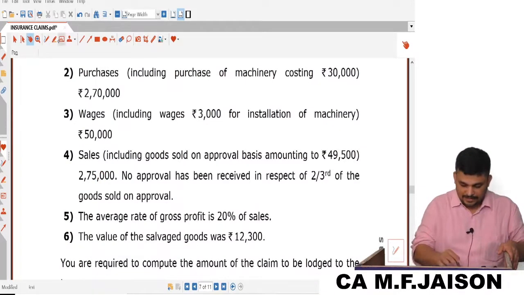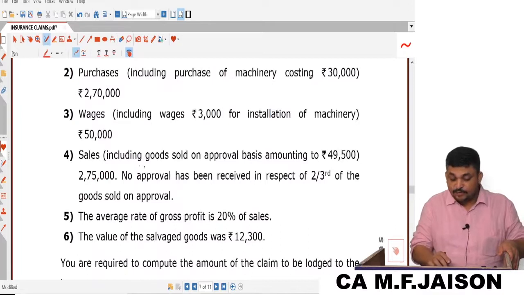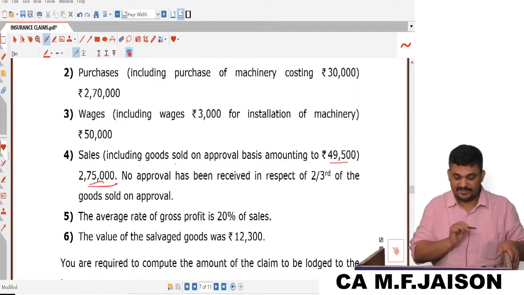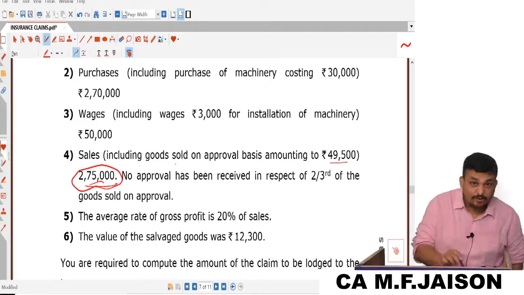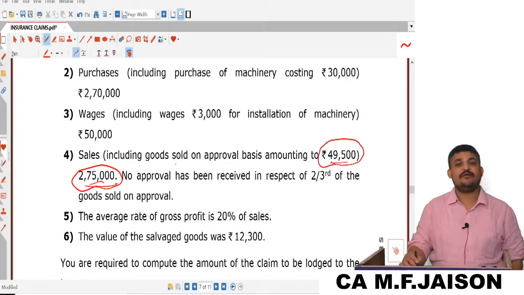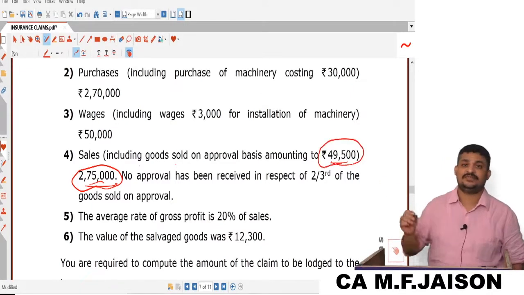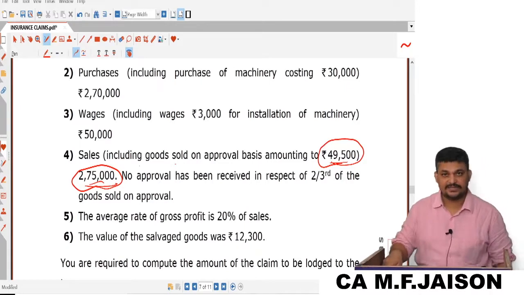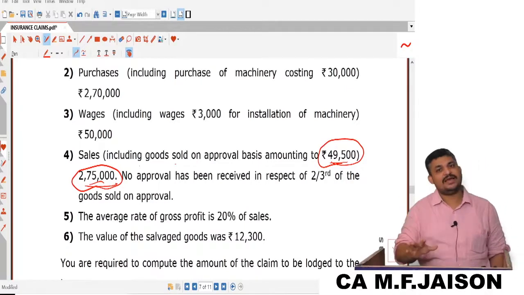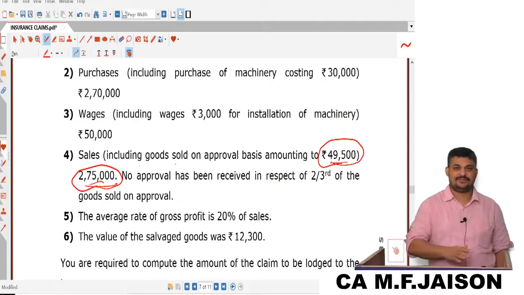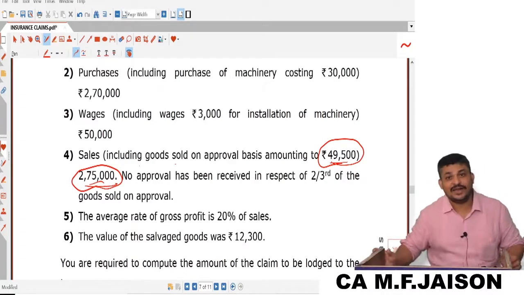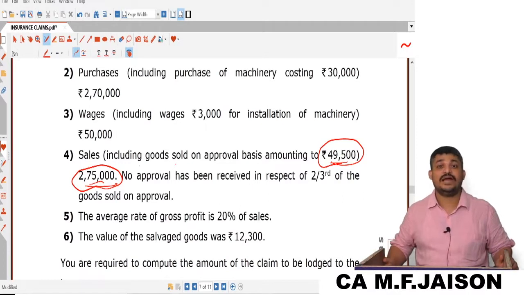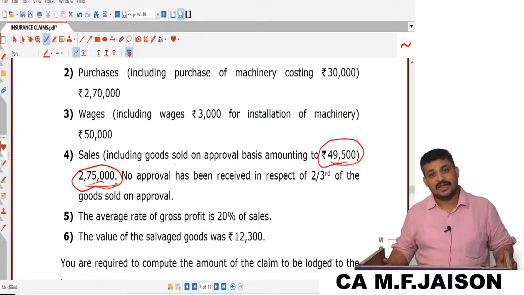Sales. Current year sales, including goods sold on approval basis amounting to 49,500, is 2,75,000. What does it mean? 2,75,000 includes 49,500 which was sold on approval basis, sale or return basis. So the remaining sales are normal cash sales and credit sales, outright sales. And out of the 2,75,000, 49,500 alone was sold on approval basis, sale or return basis.